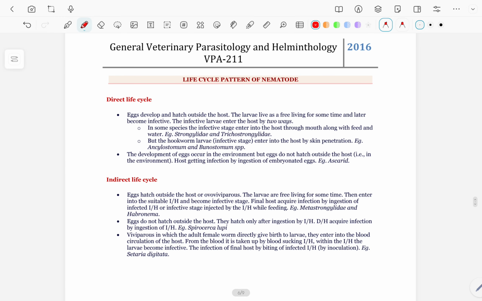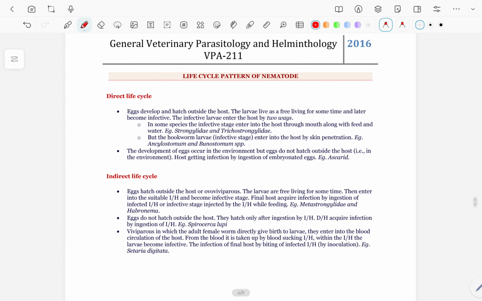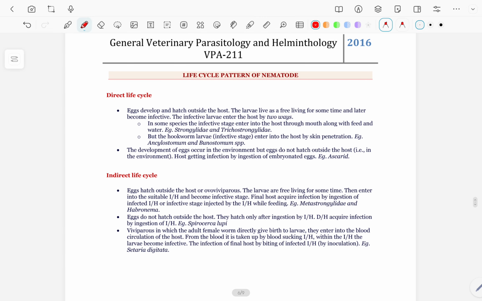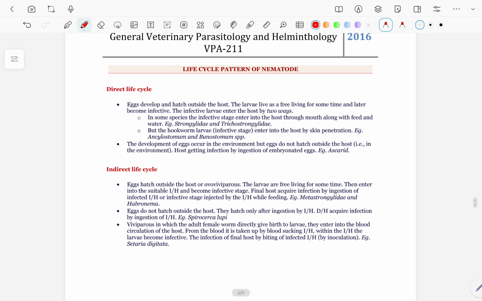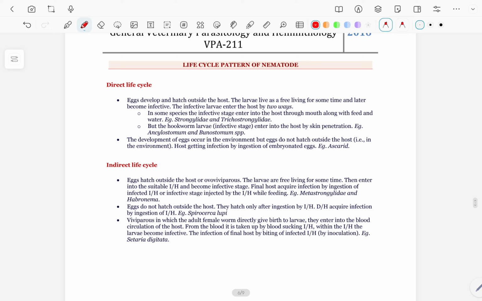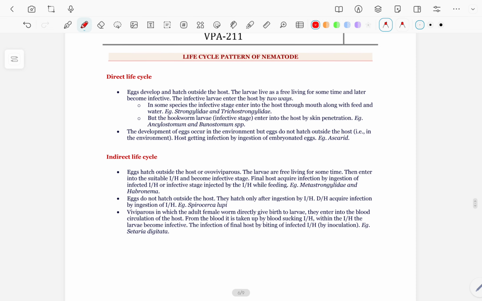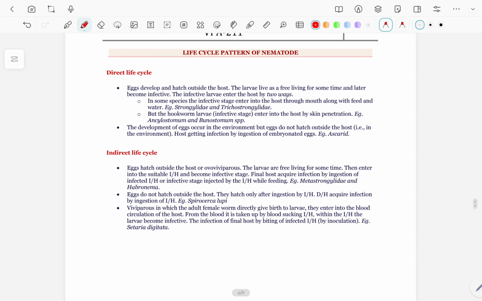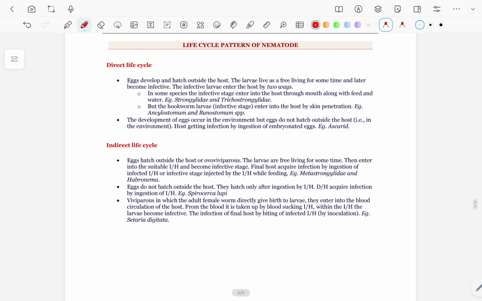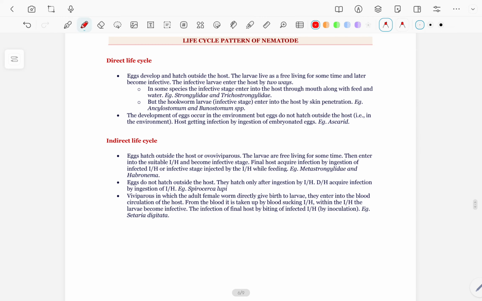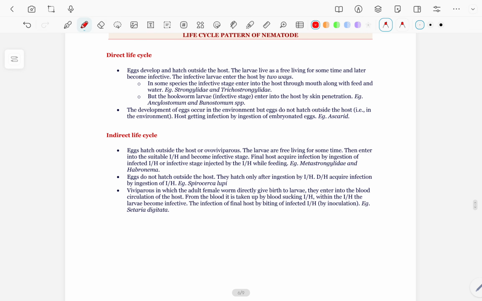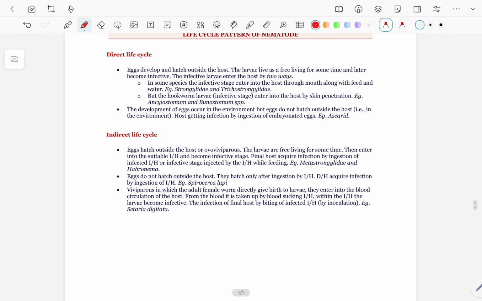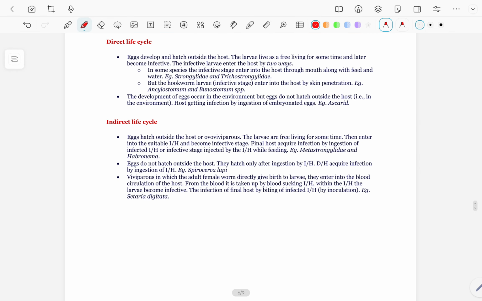In some species, the infective stage enters the host through the mouth along with feed and water. Example: Strongylidae and Trichostrongylidae. But the hookworm larval infective stage enters the host by skin penetration. Example: Ancylostoma and Bunostomum species. In some, the development of the egg occurs in the environment, but the eggs do not hatch outside the host. The host gets infection by ingestion of the embryonated egg. Example: Ascaris.